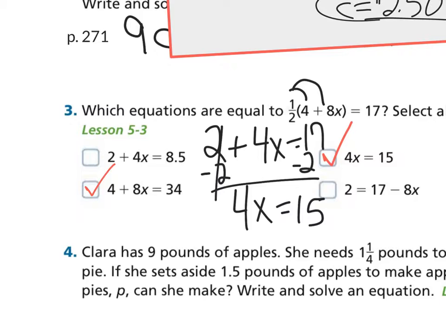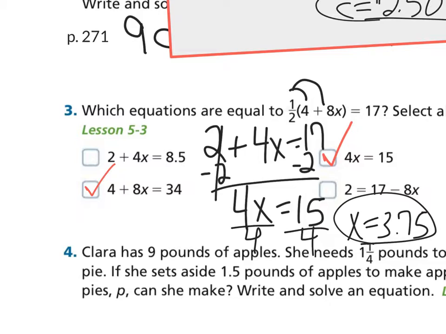One way you could also check to make sure your answers are right is to actually solve the equations all the way. If you solve the equation, you will get 3 3/4 or 3.75, and if you get that, then those should be equal to each other. If you don't get that, then that should not be equal to that.